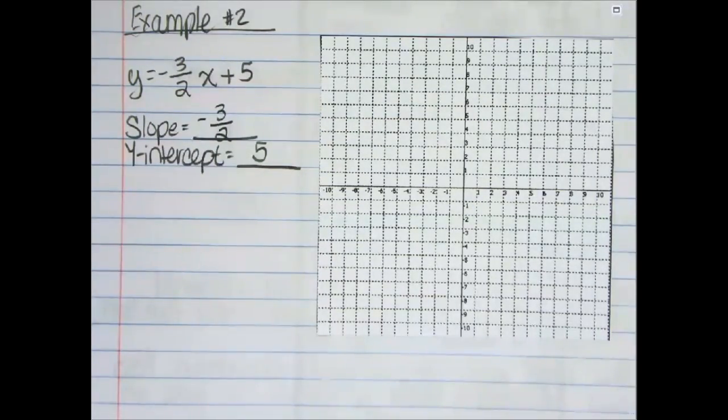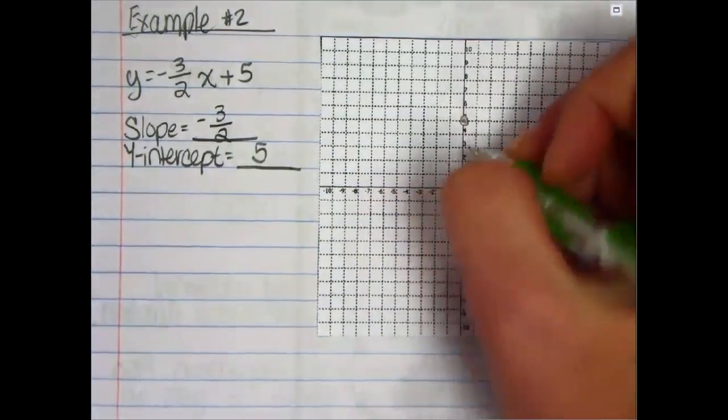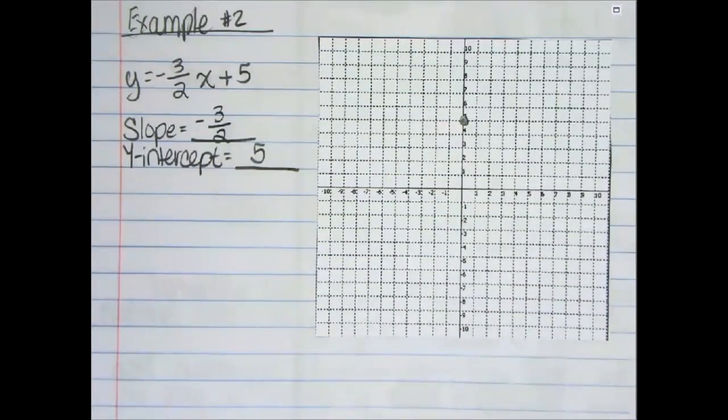0, 5. Why didn't you say 0, negative 5? You're correct. What makes it correct? Why didn't I put 0, negative 5? Clay, help him out. The y-intercept is positive. What if the y-intercept was negative 5? Would my starting point be 0, negative 5? Yes, it would. But in this case, it's not. So I'm going to go all the way up to 5 on my y-axis and plot my point.